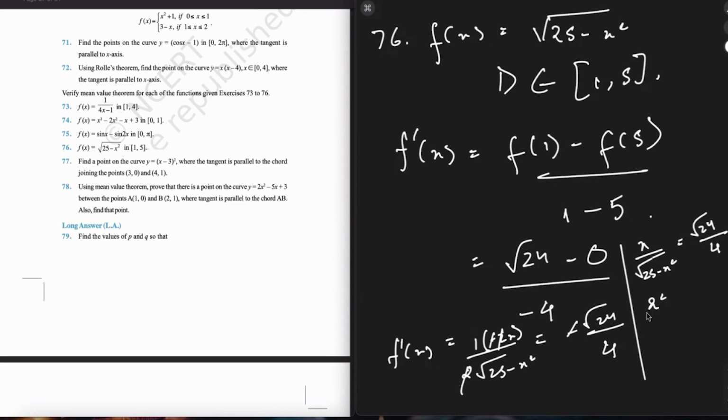Squaring it, x square upon 25 minus x square equals 24 upon 16. 8 2s are 8, 3s are 16. So 2x square is equal to 75 minus 3x square. Now 5x square is equal to 75, so x square is 25, and x is equal to plus minus 5 will be your answer.